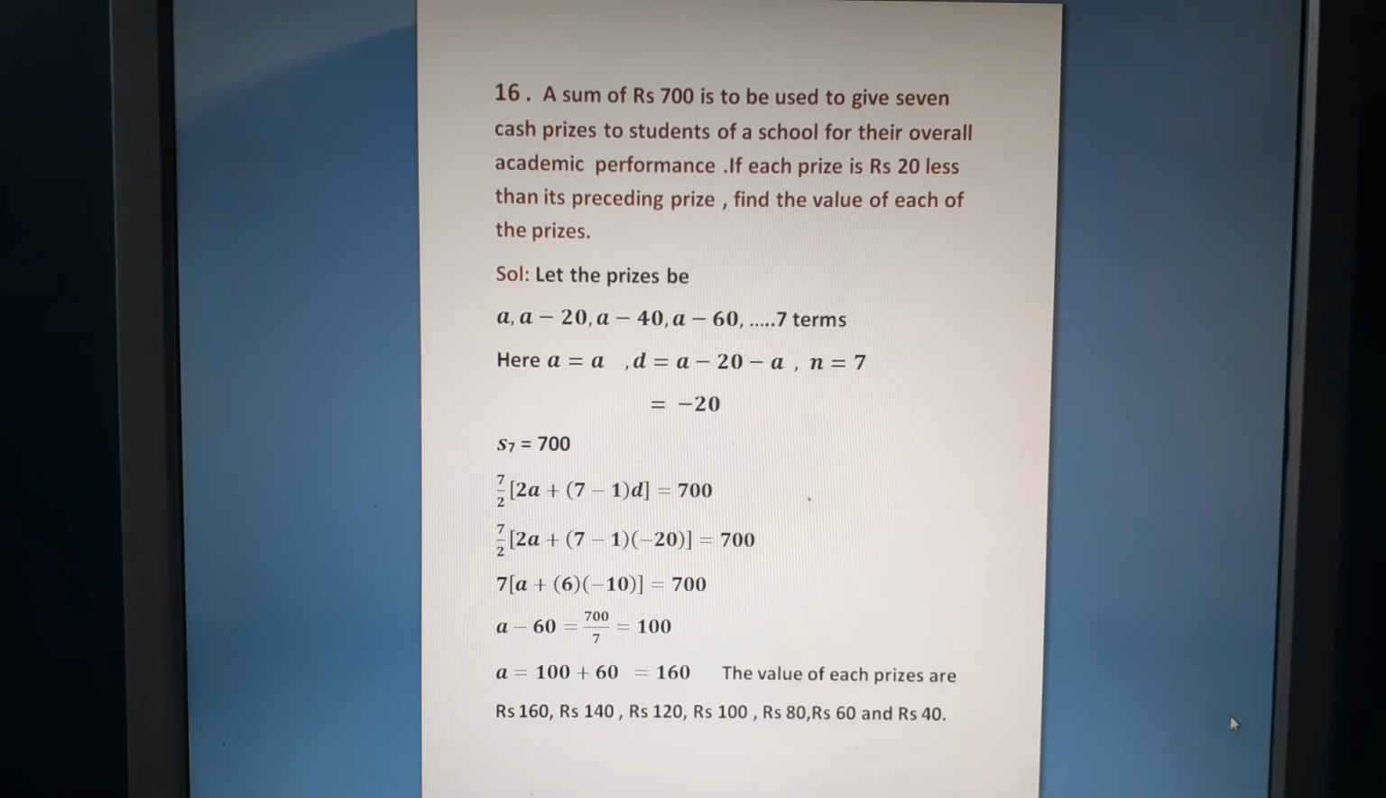Here each prize is rupees 20 less than its preceding prize. So the values of the prizes are rupees 160, rupees 140, rupees 120, rupees 100, rupees 80, rupees 60 and rupees 40.